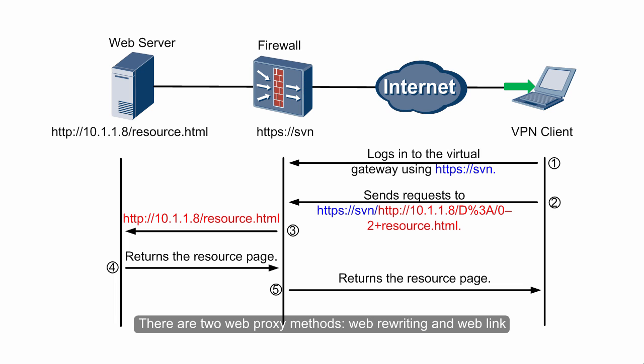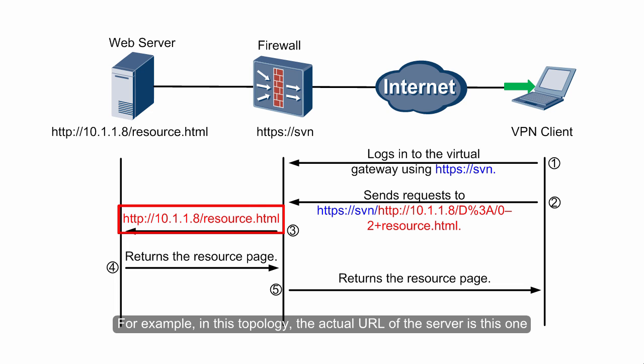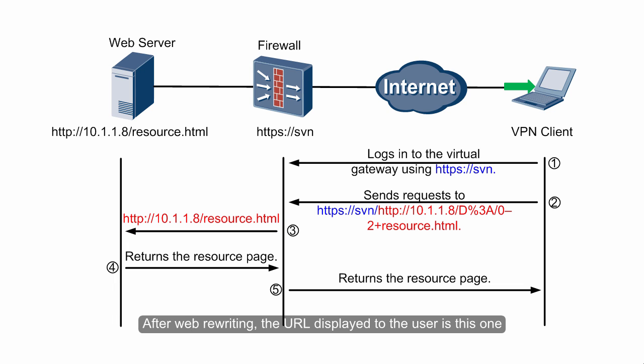There are two web proxy methods: web rewriting and web link. The former is used to rewrite the URL of the web server for URL hiding. For example, in this topology, the actual URL of the server is this one. After web rewriting, the URL displayed to the user is this one. Web link does not rewrite URLs. The URLs displayed to users are actual URLs. Although web rewriting can hide server URLs for higher security, it may cause misplaced images and abnormal fonts. If such problems occur, use web link for replacement.